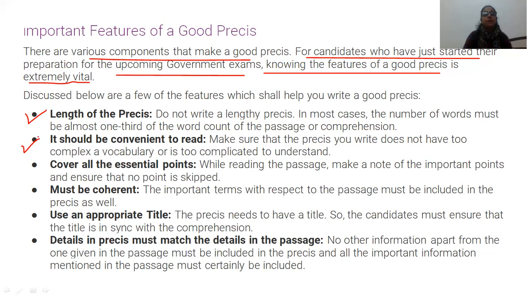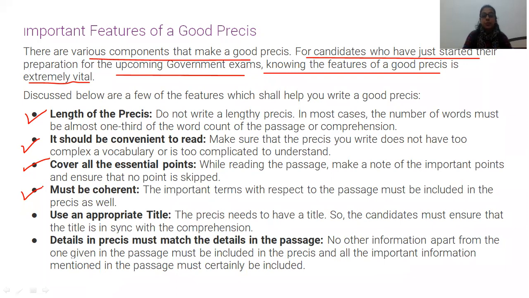Second, it should be convenient to read. It means you have to make sure in your Pressy that you do not include a lot of complex vocabulary. Your Pressy should be simple and easy to understand. Third is cover all the essential points. It means while reading the passage, make a note of important points and ensure that no point is skipped. Okay, writing in short does not mean that you just skip one or two lines to shorten your ideas. It should not be the case. Okay, must be coherent.